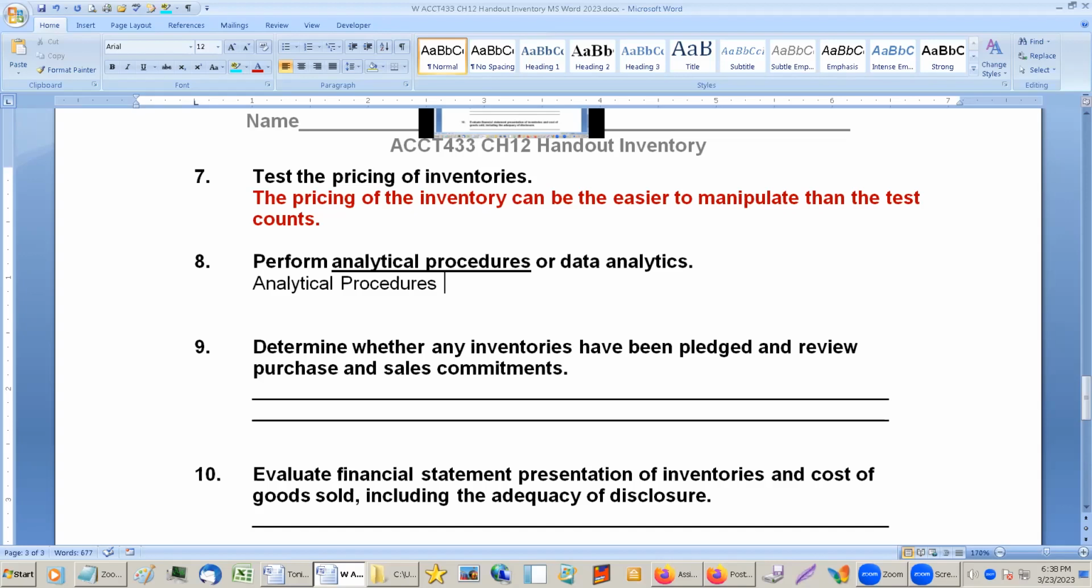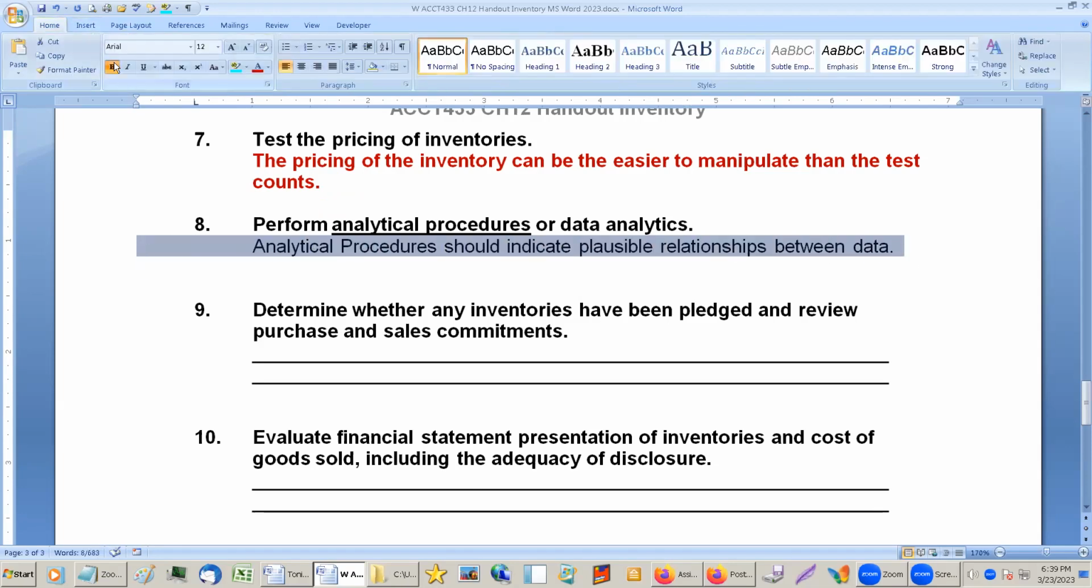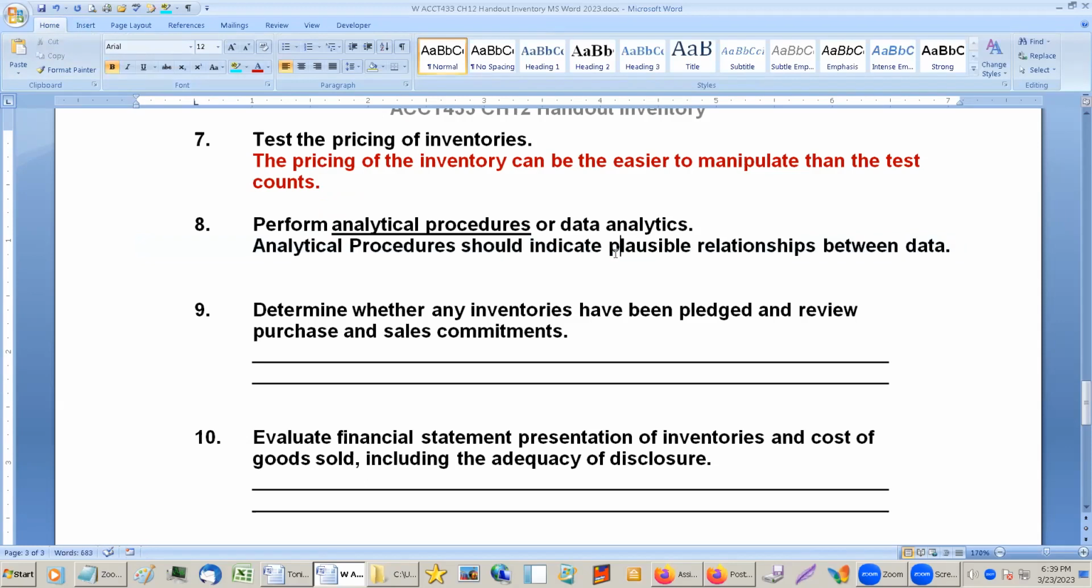What is that? So they should indicate. The analytical procedure should indicate plausible relationships between data. Oops, give me 1 second here.